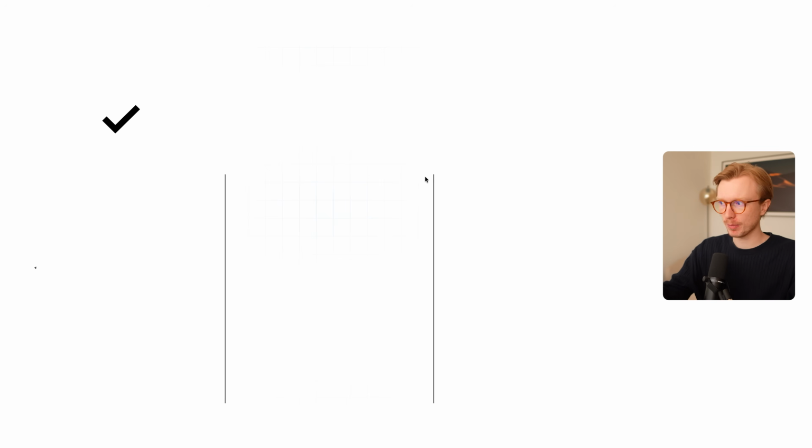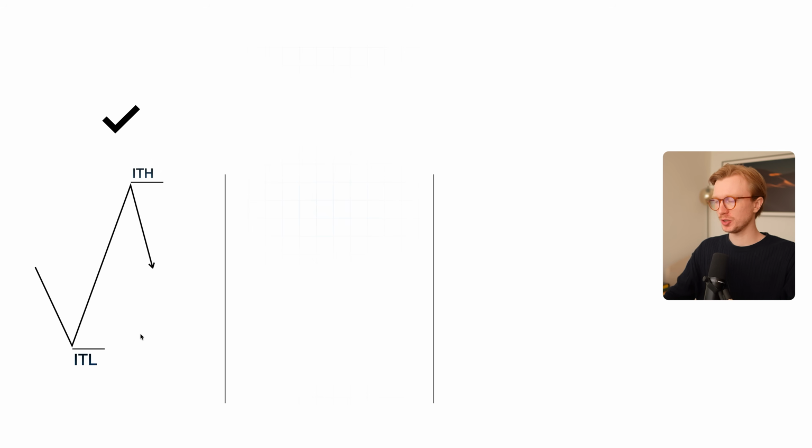This is good, a check mark right here. This is the same example we just looked at. We are in between an intermediate low and in between an intermediate high. The next one is not good. So again, a cross right here.